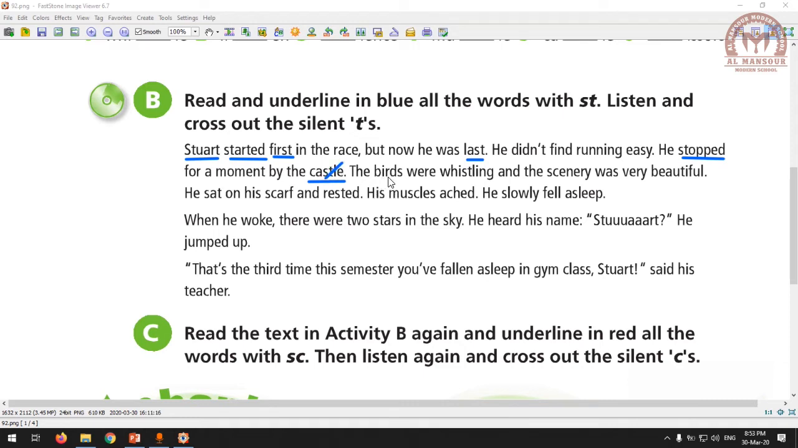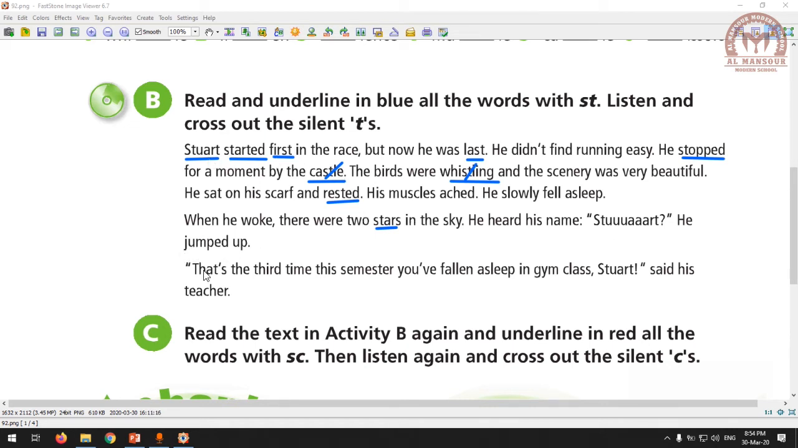Okay. The birds were whistling, second word, and the scenery was beautiful. Okay. He sat on his scarf and rested. His muscles ached. He slowly fell asleep. When he woke, there were two stars in the sky. He heard his name, Stuart. Stuart has ST, but we already did it, so we're not going to underline it again.